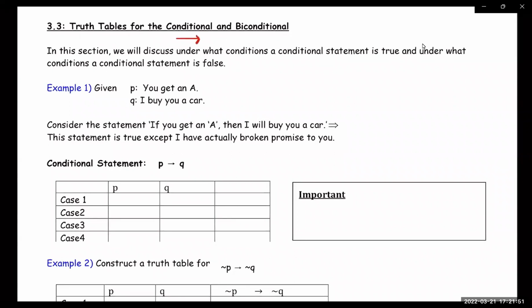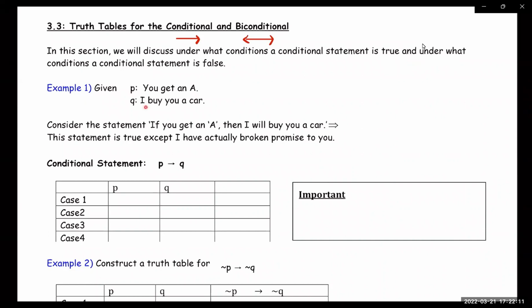One-sided arrows. Biconditionals mean two-sided arrows. All right, so that's it. In this section, we discuss under what conditions a conditional statement is true and under what conditions a conditional statement is false.